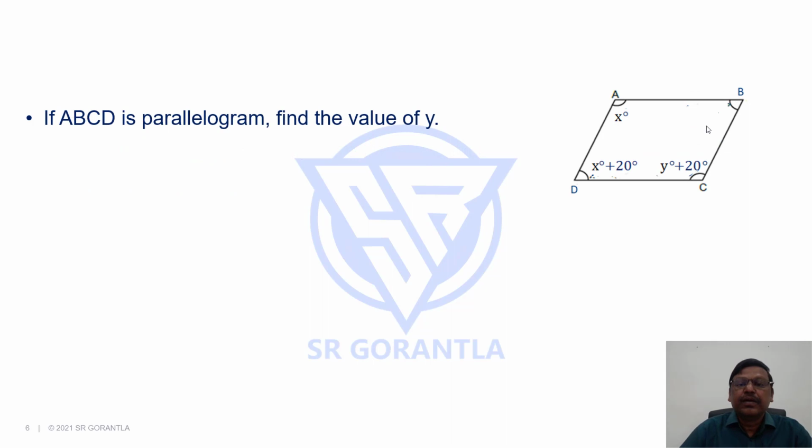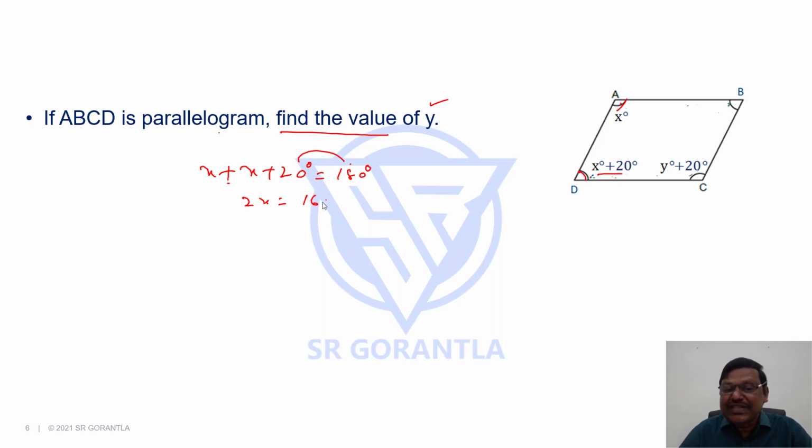The first one: if ABCD is a parallelogram, find the value of y. In this diagram, ABCD is a parallelogram, we need to find the value of y. If you look here, angle A plus angle D are adjacent angles, the sum of any two adjacent angles is 180. So angle A is x, angle D is x plus 20, the sum of them is 180. 2x equals 180 minus 20, 160, or x equals 80 degrees. So this is 80 degrees.